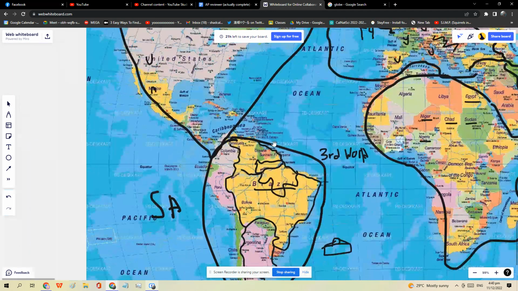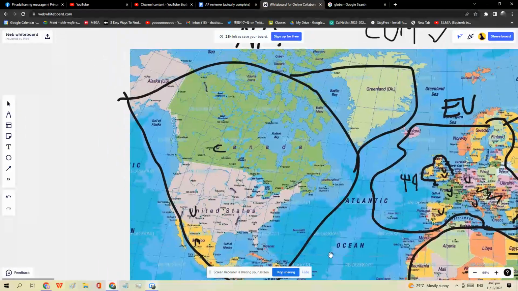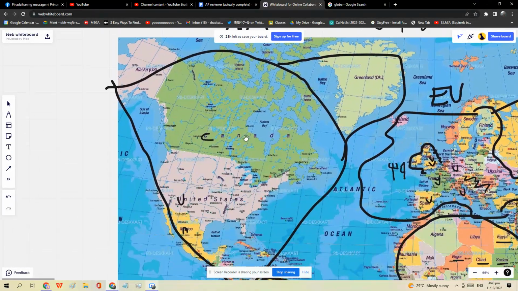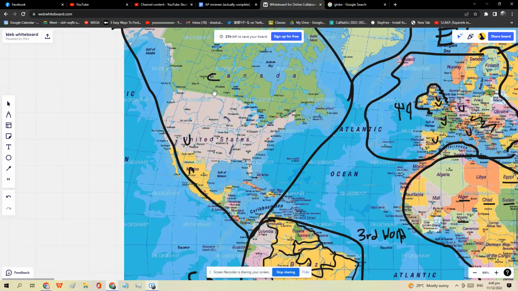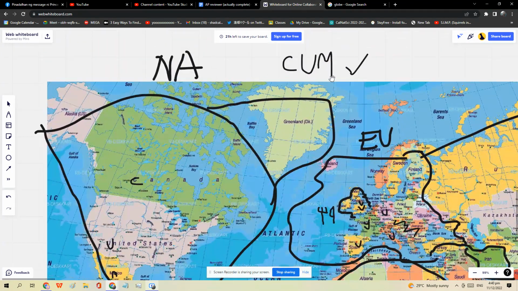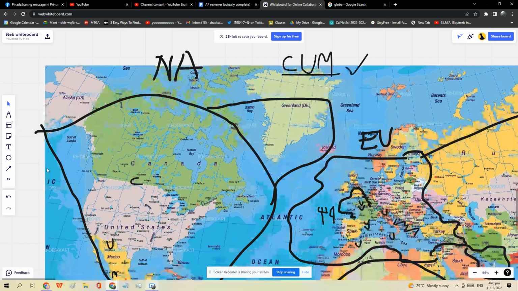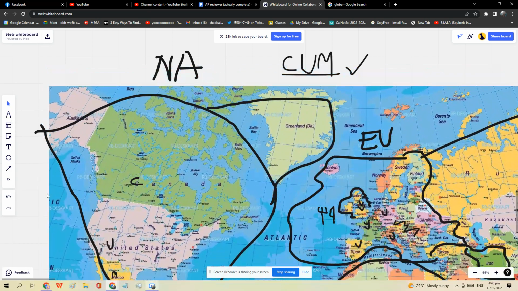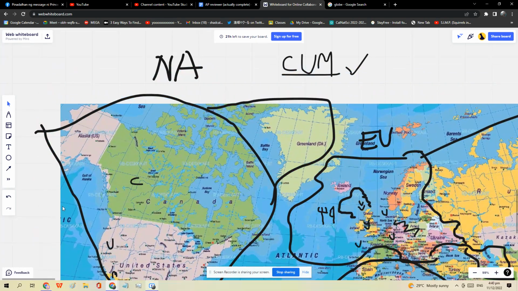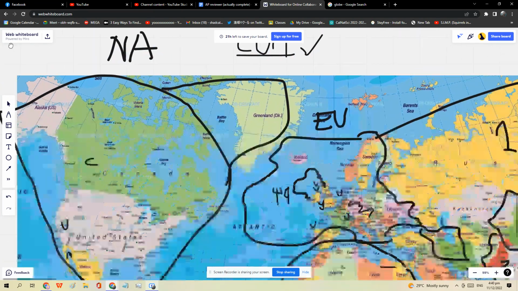Yeah, and then right above it is North America. It's not very relevant except for the fact that the United States is there and it forms the CUM zone, which means Canada, USA, and then Mexico. So yes, that's basically it.